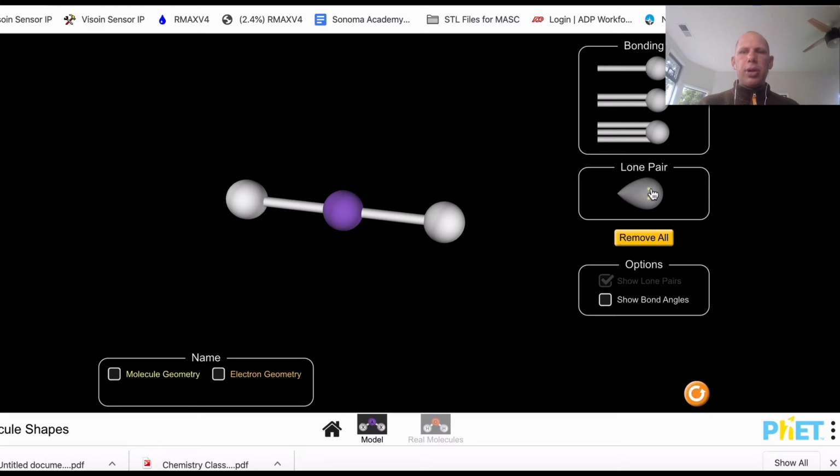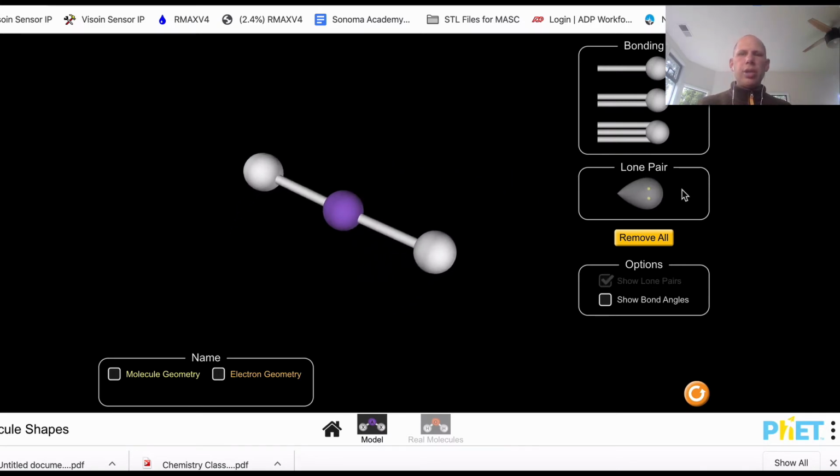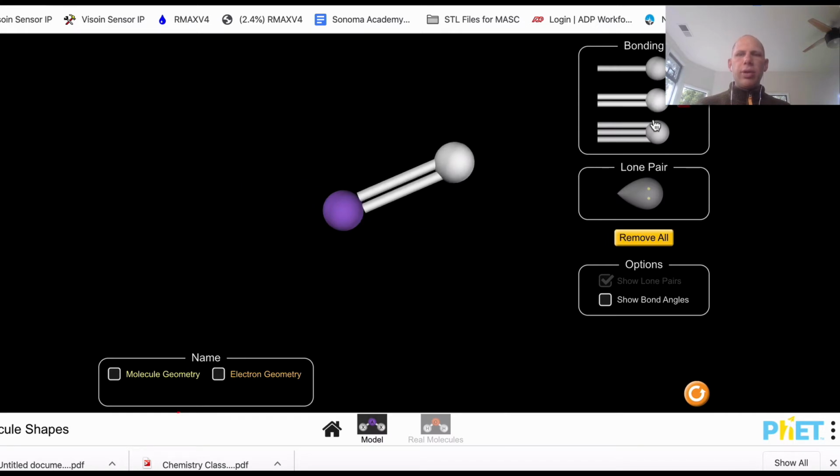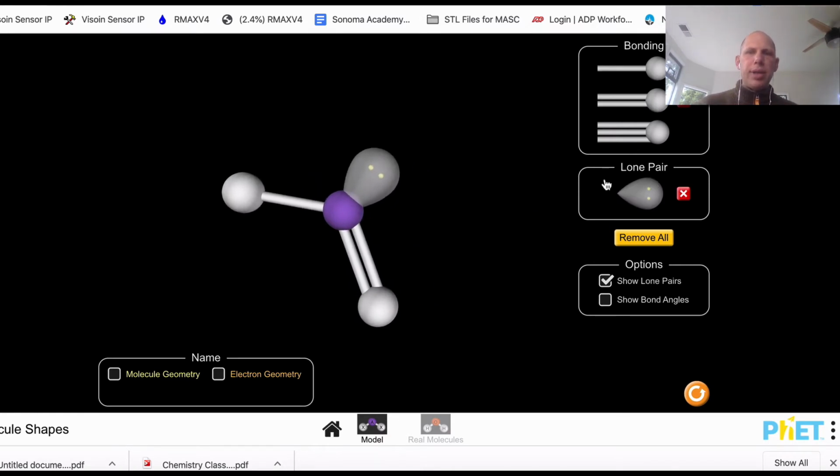But what happens when I put a lone pair on the top? Oh, it bends the bond, right? So let's try that now with double bonds. Have this here, okay? Put that on one side. What's going to happen when I put a lone pair? Oop, it bends the bond because these electrons want to get away from each other.